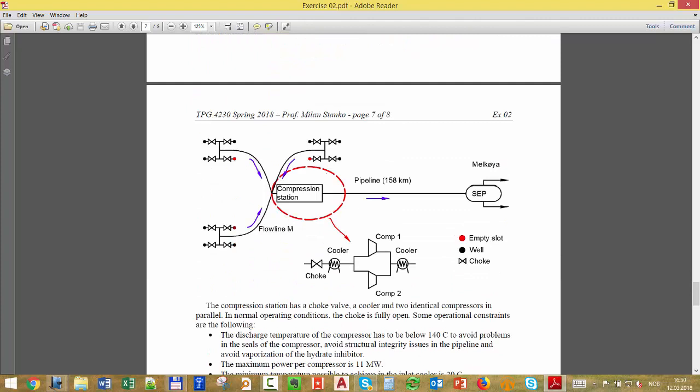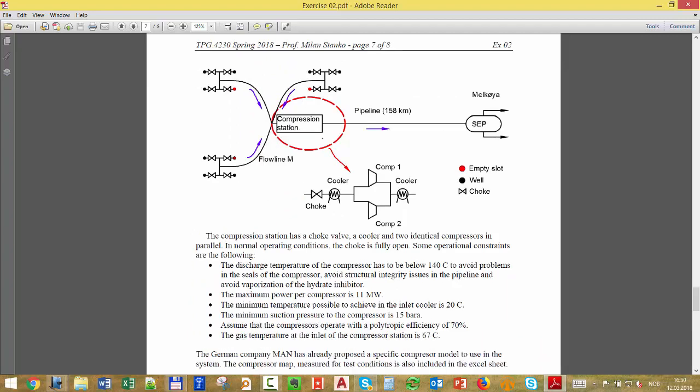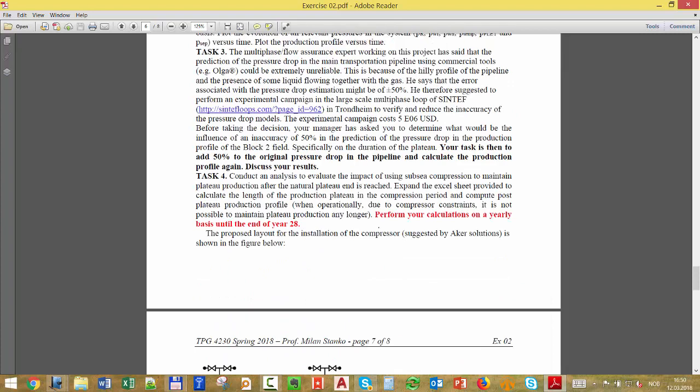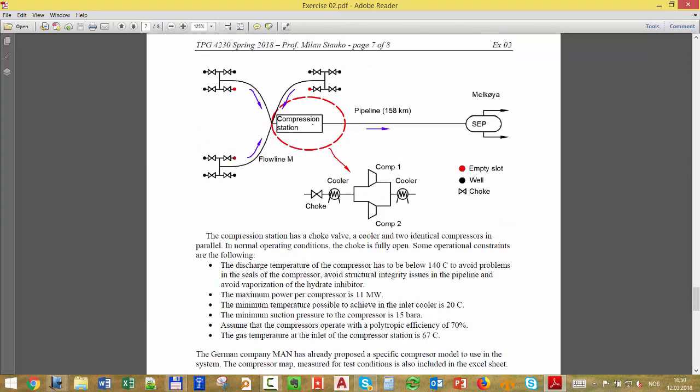Okay, so now it says you have to install the compressor here at the PLEM. I want to put only one compressor, so that's why I decide not to put it here or here or here. I decide to put it in a common place where I can flow from all the wells. And I want to see for how many years I can use that compressor. That's what Aker Solutions proposed. And you have to verify how many extra years of plateau that arrangement is going to give you.